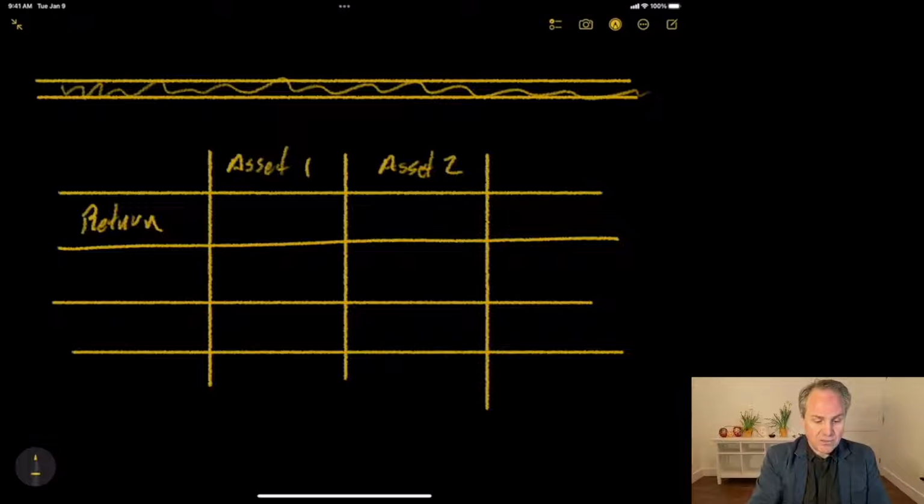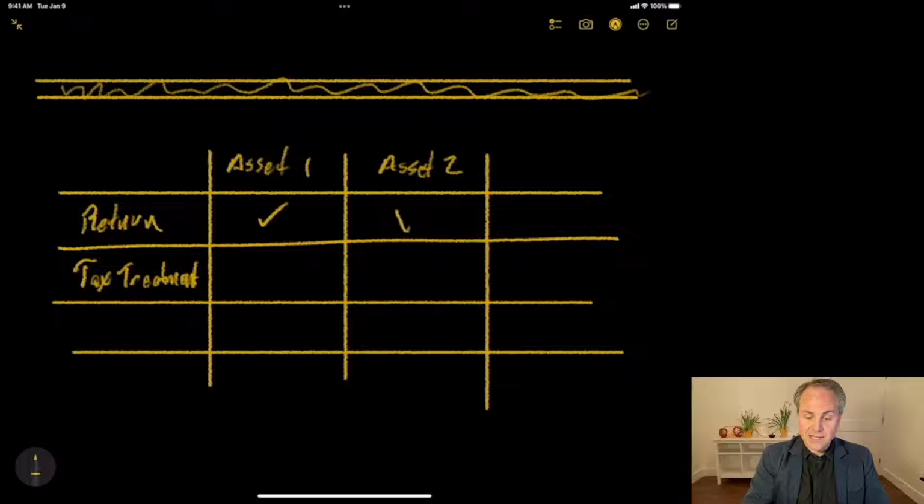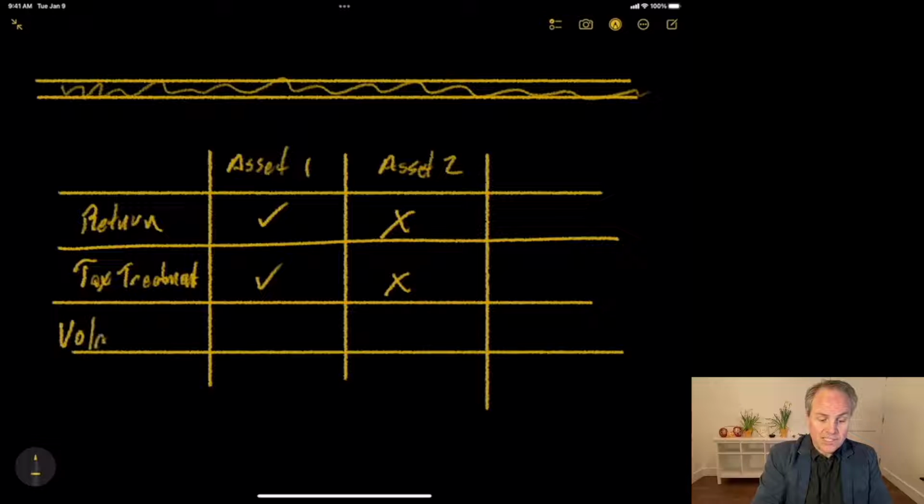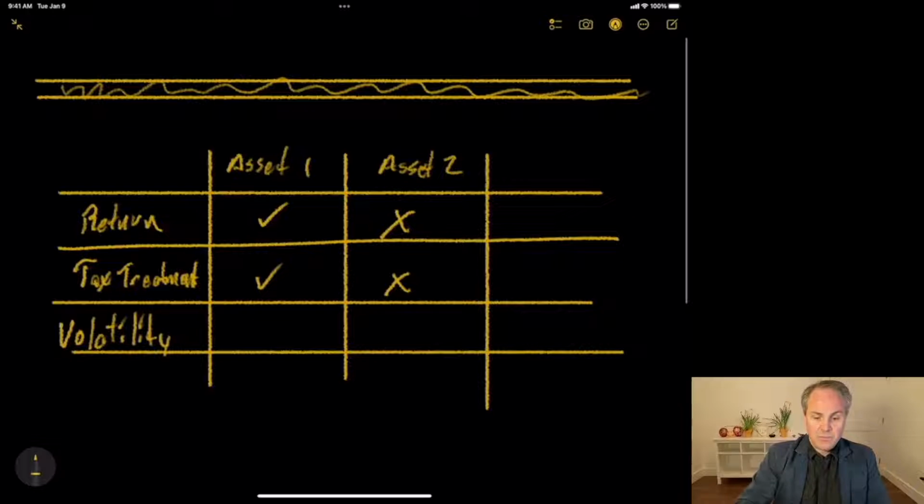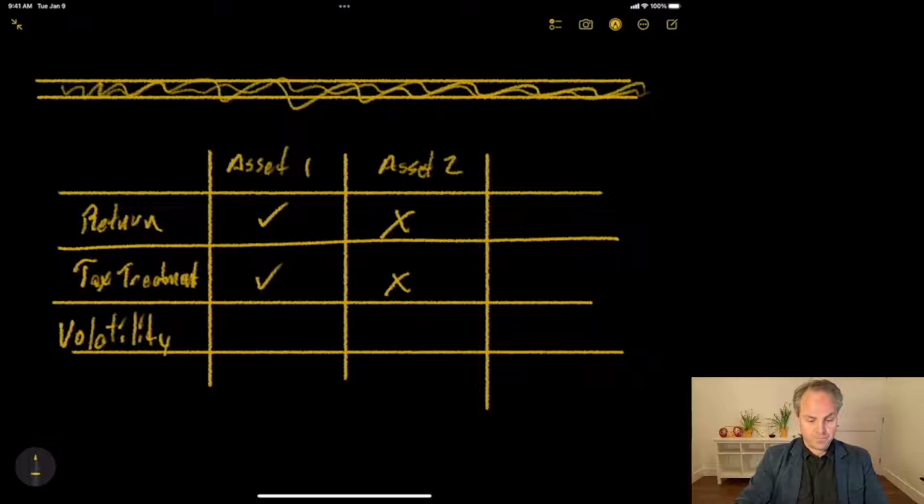He's going to have to look at tax treatment. So maybe asset 1 is good. Asset 2, not so good for that one. Good, not so good for that one. He's probably going to want to consider volatility a little bit because he doesn't have a lot of room for error here, right?